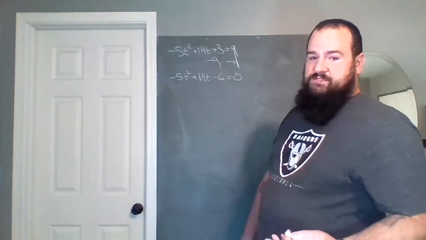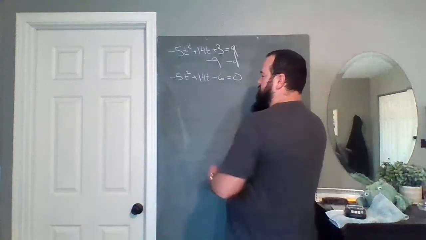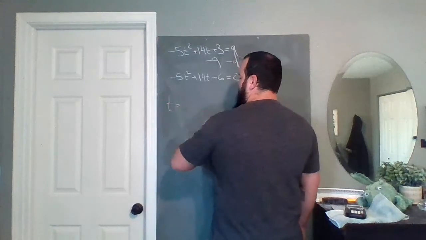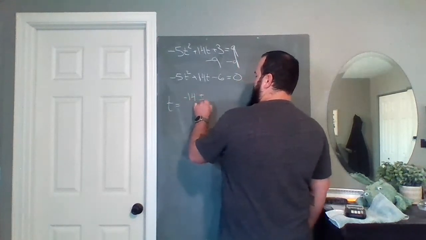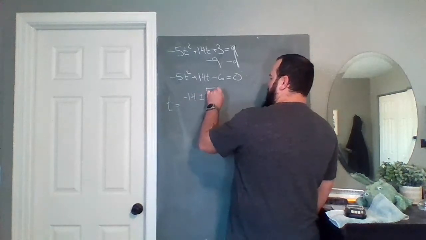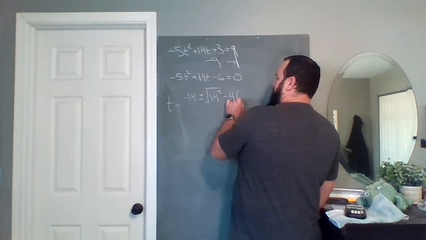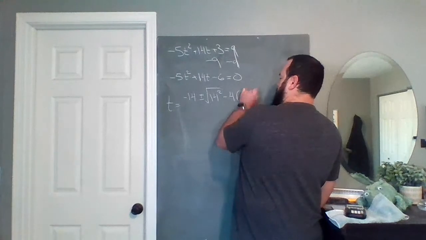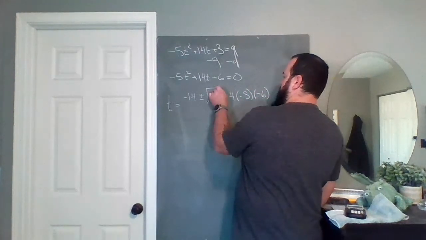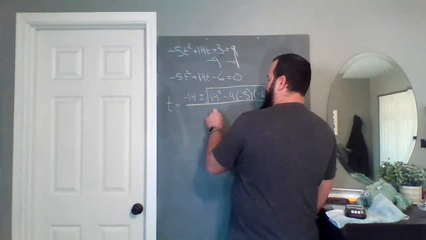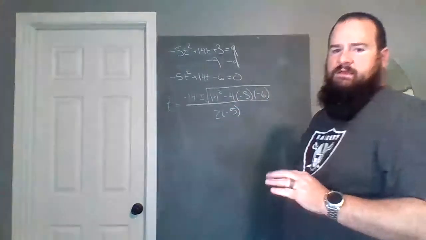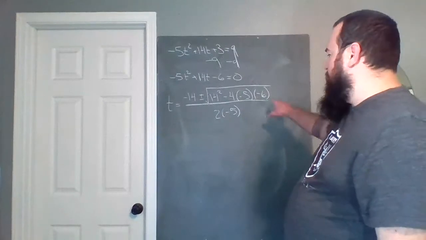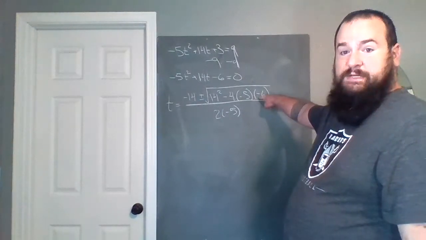So that's what I'm going to do now. Now I'm going to use the quadratic formula to say that t equals negative 14 plus or minus the square root of 14 squared minus 4ac, all over 2a. Now notice the only thing that changed in the quadratic formula is the c went from 3 to a negative 6.